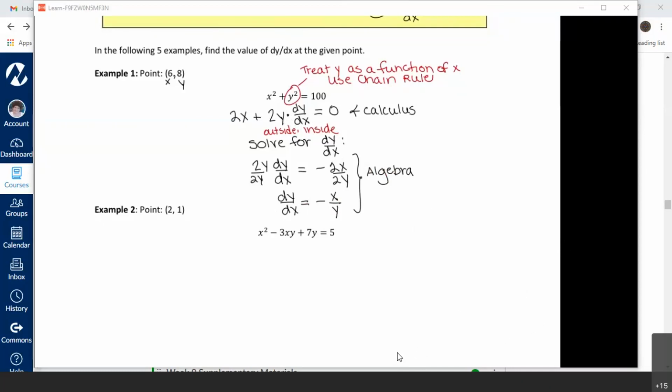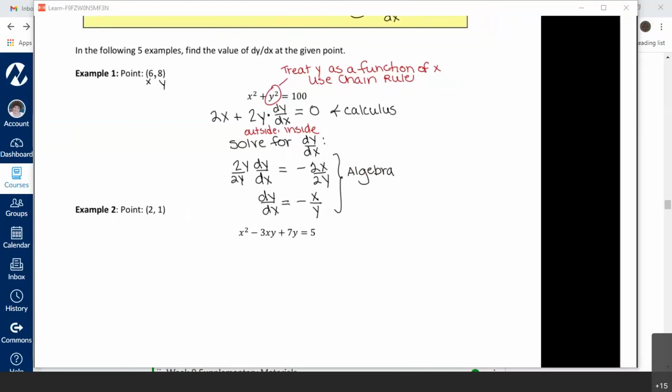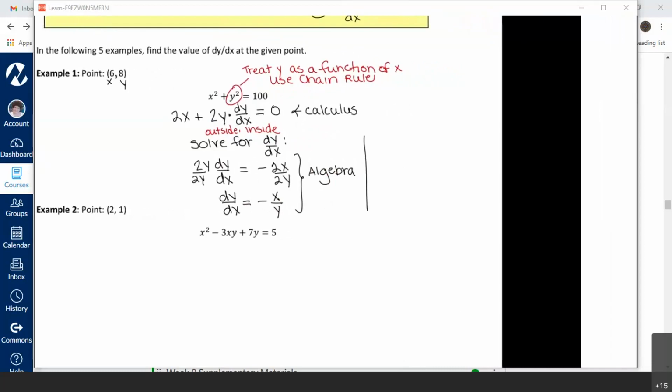All right. Well, the last part of this was to evaluate it at (6, 8). So I'm going to take dy dx, and I'm just going to plug in the 6 for x and the 8 for y, which gives me negative 3/4.